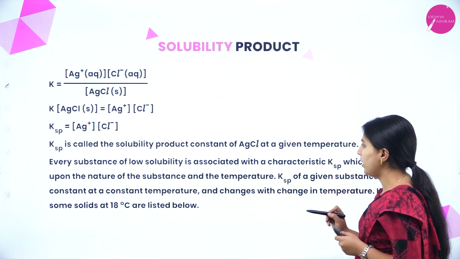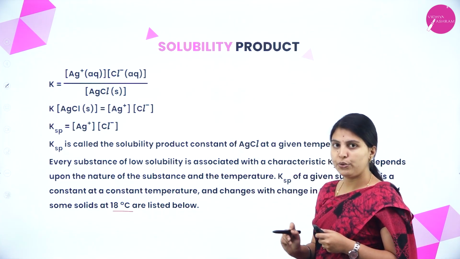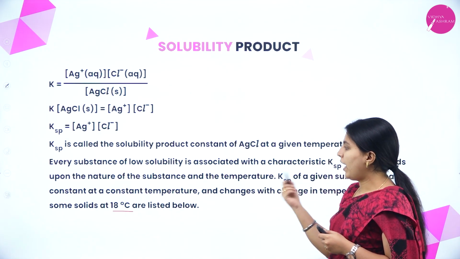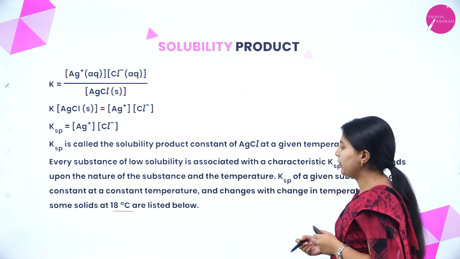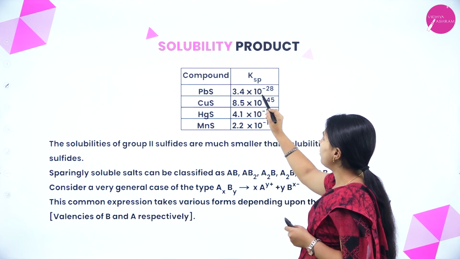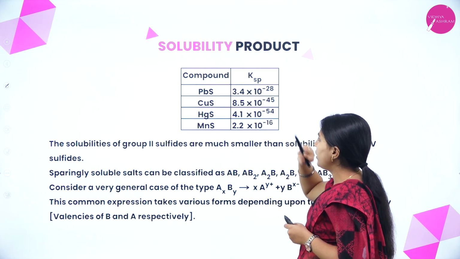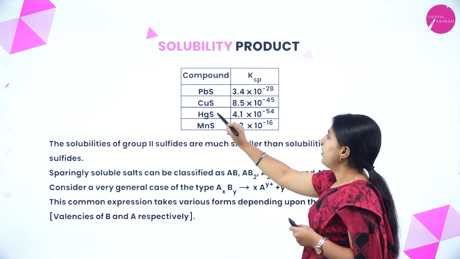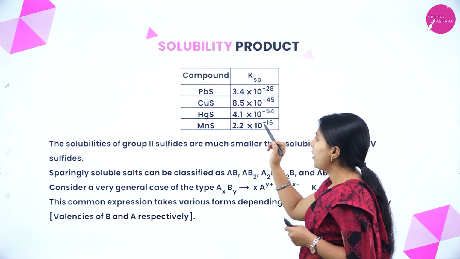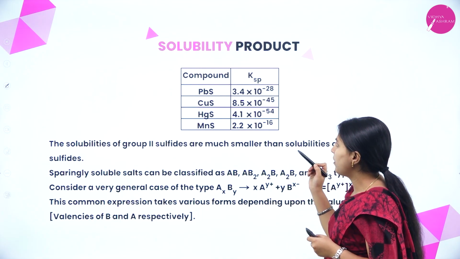The values are given at 18 degree Celsius. Usually at a given temperature it will be constant, but at a different temperature it may change. Here the compounds: lead sulfide 3.4 into 10 to the power of minus 28, copper sulfide 8.5 into 10 to the power of minus 45, mercury sulfide 4.1 into 10 to the power of minus 54, manganese sulfide 2.2 into 10 to the power of minus 16. These are some of the compounds.